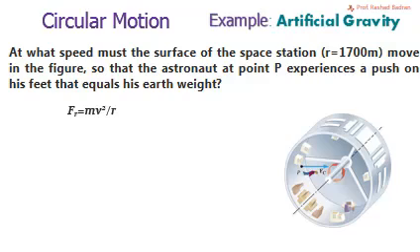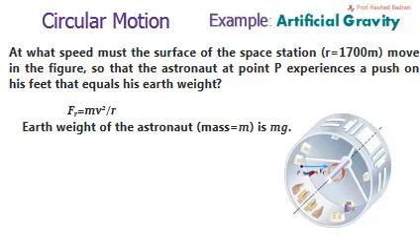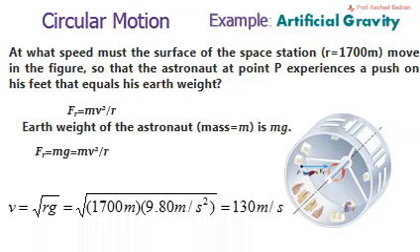To solve this problem, you have to see only the centripetal force acting on the astronaut. What is that? It is the Earth weight of the astronaut, mg, towards the center of the shuttle. And then by putting this into the equation, we're going to get the speed at the surface by multiplying the radius given in the problem and the acceleration due to gravity. You're going to get an answer of 130 meters per second.